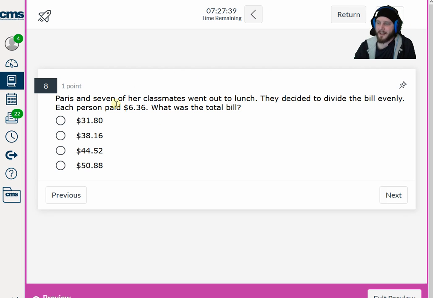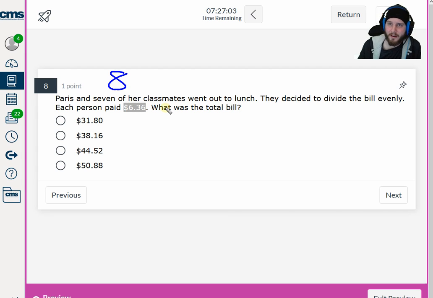For number 8, Paris and 7 of her classmates went out to lunch. They divided the bill evenly. Each person paid $6.36. What was the total bill? So they tried to trick you. This is not a division problem. Read it again. Paris and her 7 friends went out to lunch, so that's 8 people. They decided to divide the bill evenly. Okay, what was the total bill? Each person paid $6.36. If they told us what the total bill was, we would have to divide it by 8. They didn't. They told us how much each person paid from the total.